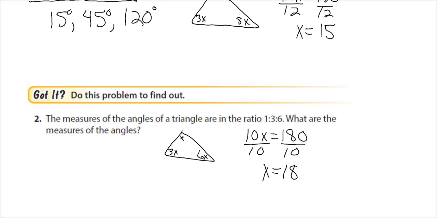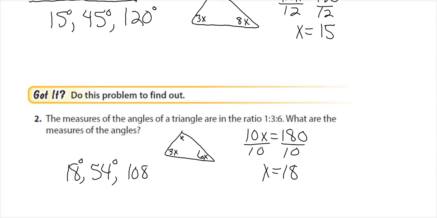All right, and again, we're finding what are the measures of each angle. So x would be 18. We're going to do 3 times 18. So let's do that. 3 times 18. That was 54. Oops, forgot my degrees there. Sorry about that. And then we have 6 times 18, and that, of course, makes 108.